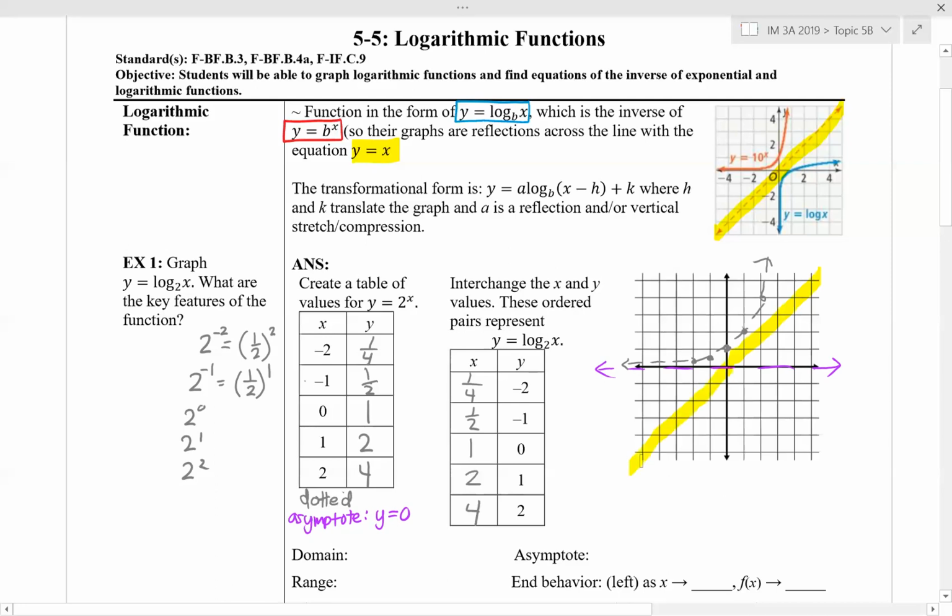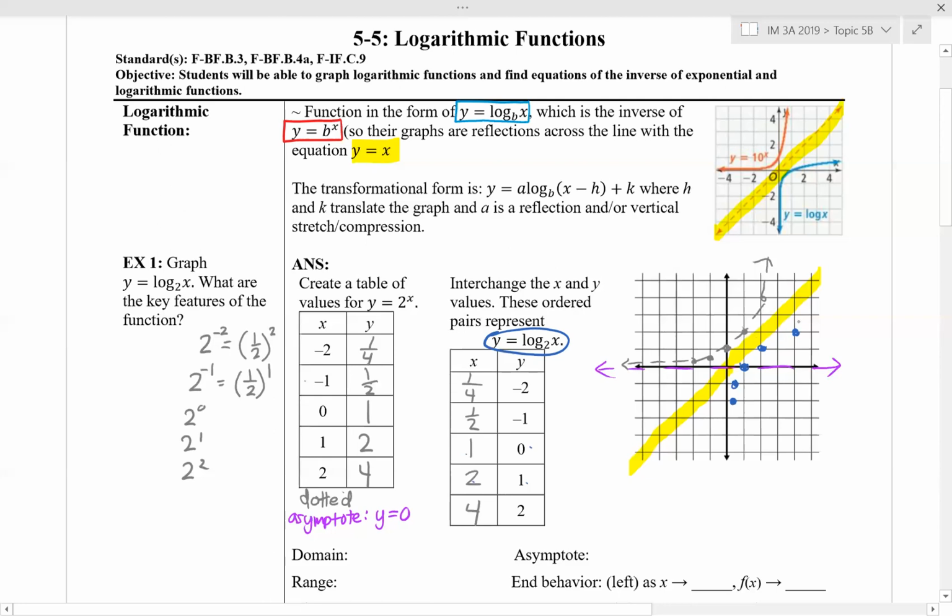So what that means is that when I actually plot the graph for this one, and I'm going to graph this one in blue just so it stands out a little bit better, and I'm not going to do it dotted. So now my x value is 1/4. So my x value is super close to the y-axis, and my y value is -2. And then at positive 1/2, I'm at -1. At 1, 0, 2, 1, and 4, 2.